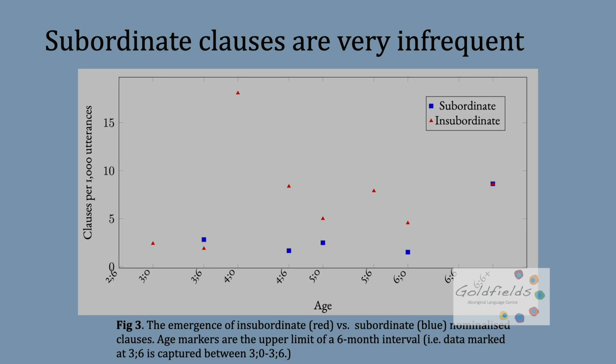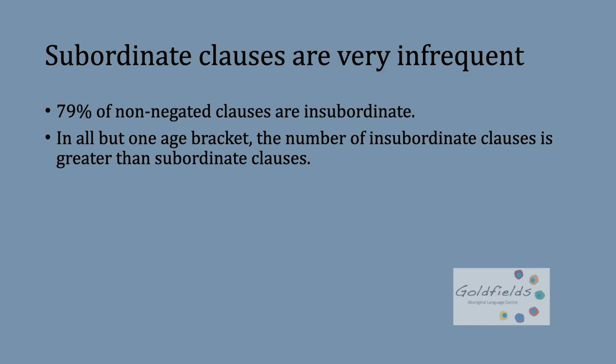This is just re-emphasised by this graph here, comparing the emergence of subordinate clauses to insubordinate clauses. We can see that the insubordinate clauses, the red triangles, appear earlier and in greater numbers than the subordinate clauses. So 79% of the non-negated clauses are insubordinate, and in all but one age bracket, the number of insubordinate clauses is greater than the number of subordinate clauses.